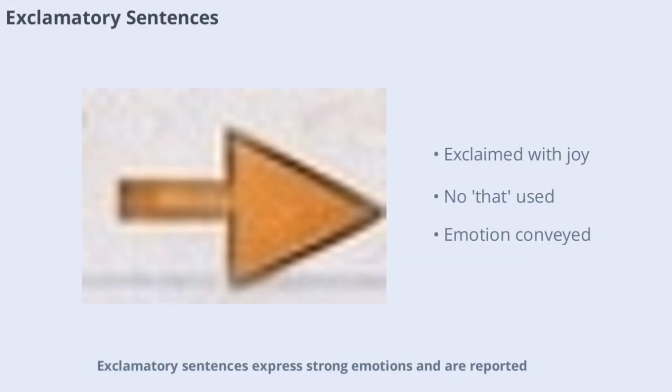Exclamatory sentences express strong emotion and are reported using expressions like exclaimed with joy or thanked. For example, they said, "Hurrah, we won the match," becomes they exclaimed with joy that they had won the match. Avoid using that in exclamatory and imperative sentences to keep the reporting natural.